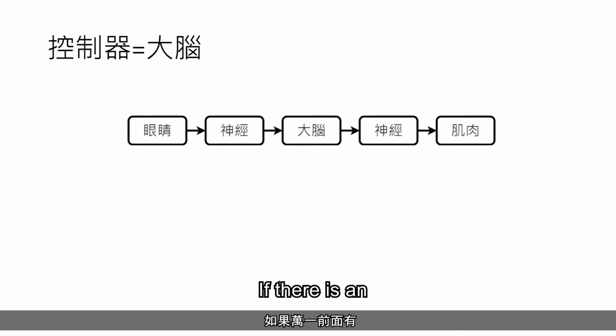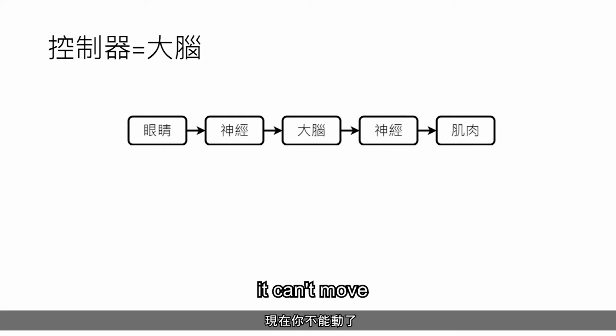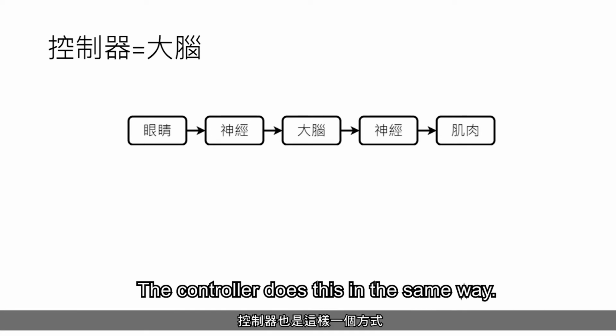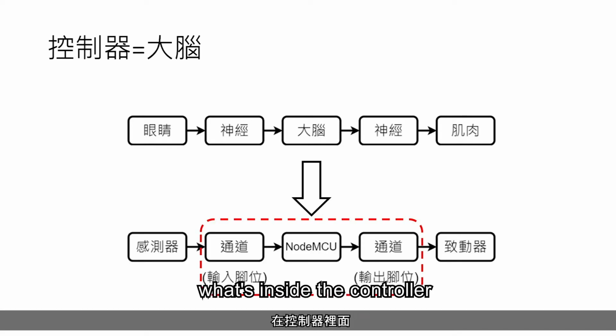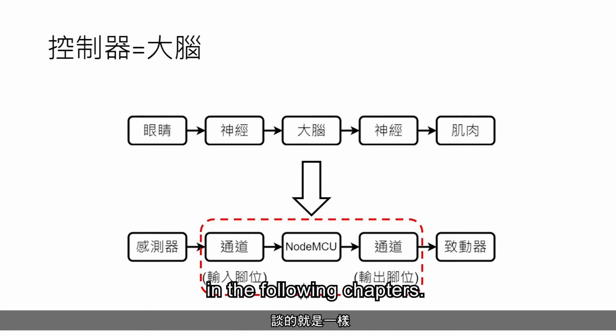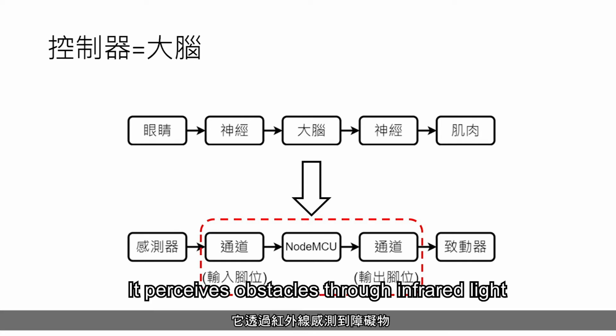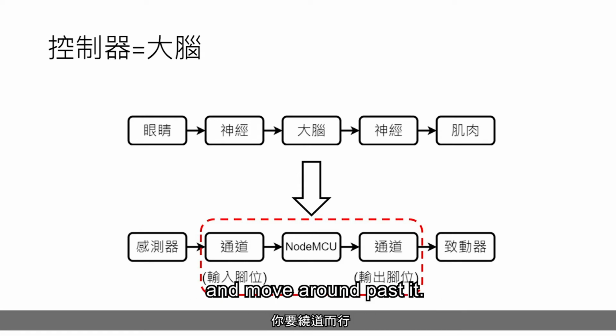If there is an obstacle ahead, the brain will see it and inform that it can't move without bumping into anything. The controller does this in the same way. So let's take a look at what's inside the controller, which is the same as what we will be talking about in the following chapters. That is, the sensors and the actuators. It perceives obstacles through infrared light and then informs the motor to stop and move around past it. This is the main function of our controller.